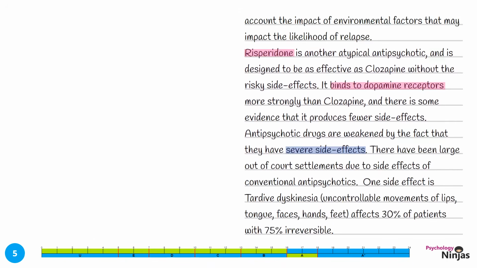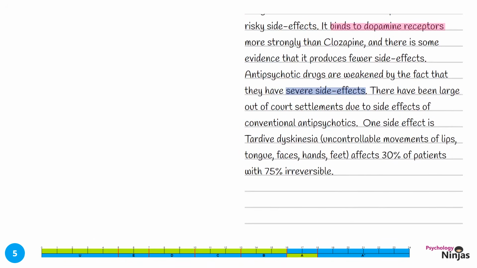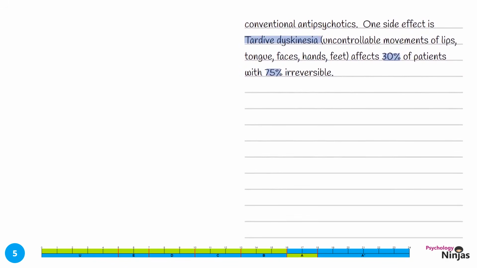There have been large out-of-court settlements due to the side effects of conventional antipsychotics. One side effect is tardive dyskinesia, the uncontrollable movements of the lips, tongue, hands, face and feet, which affects 30% of patients, with 75% being irreversible. Our big side effect for antipsychotics is tardive dyskinesia, and we've explained the impact of this and the prevalence in order to show its impact on this as a treatment. We're going to develop the impact of side effects further.